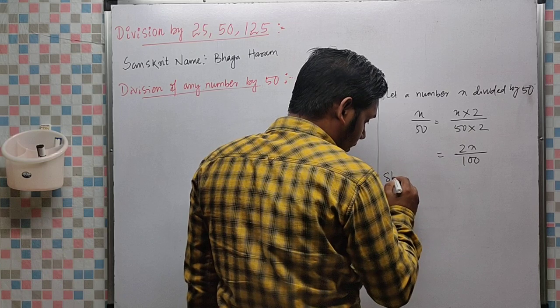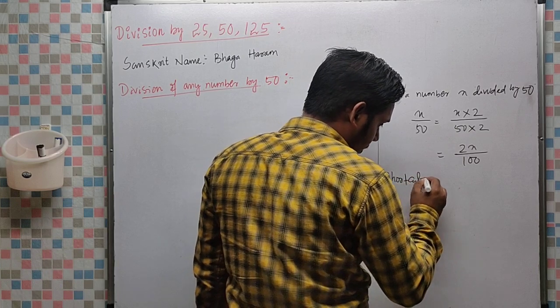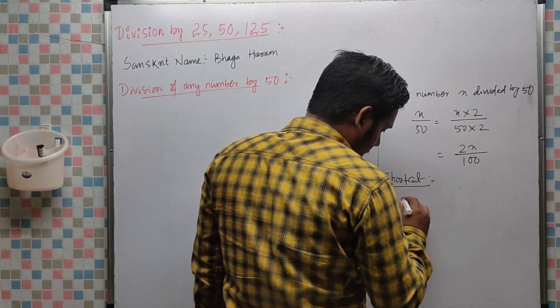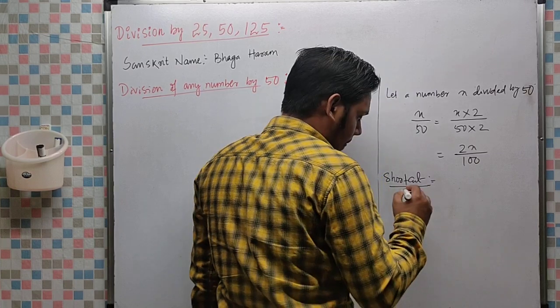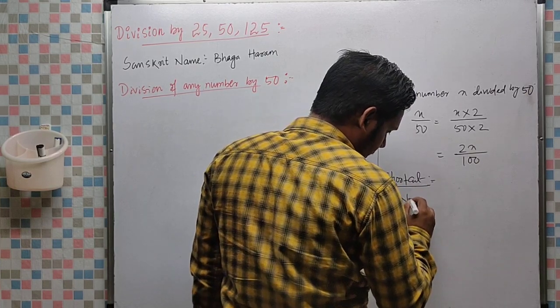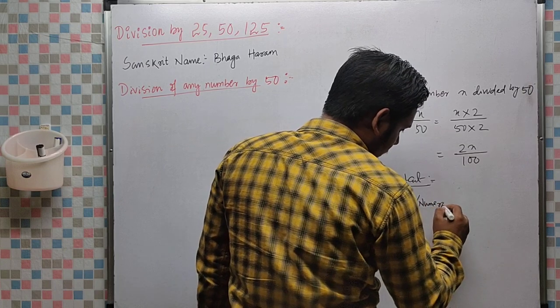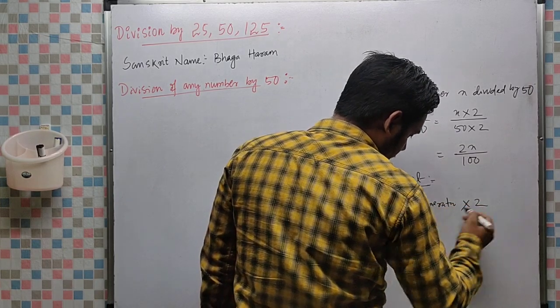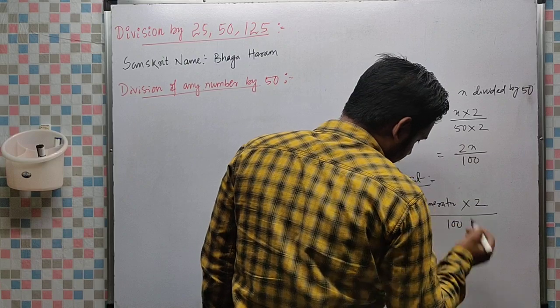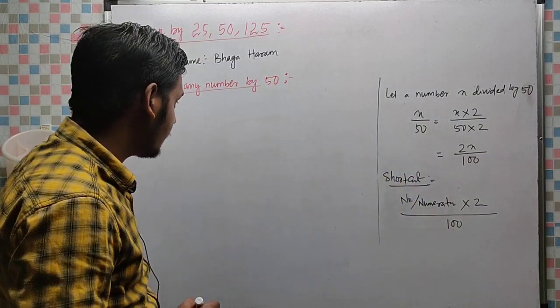So what is the shortcut? The shortcut for 50 is the number into 2, the number of the numerator or dividend, whatever you can take, into 2 divided by 100. So this is the shortcut.